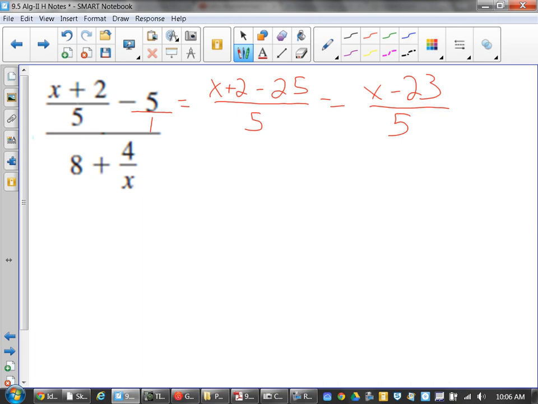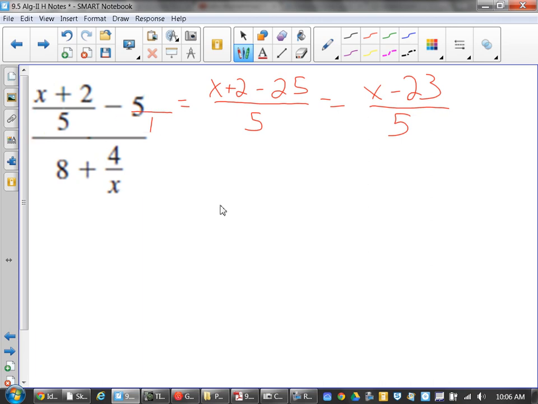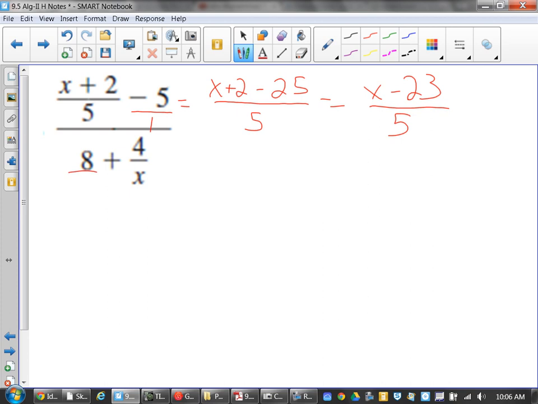Do the same thing with the bottom. Your bottom is going to be over x. The 8 needs an x, the 4 doesn't. 8x plus 4. So now I have x minus 23 over 5 divided by 8x plus 4 over x.